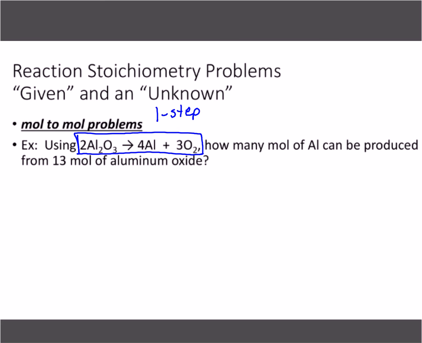So it says using that reaction, aluminum oxide. What type of reaction is that? Just for review. Decomposition. It's breaking down. You've got 1 reactant and multiple products. So using that decomposition of aluminum oxide, how many moles of aluminum can be produced from 13 moles of aluminum oxide?